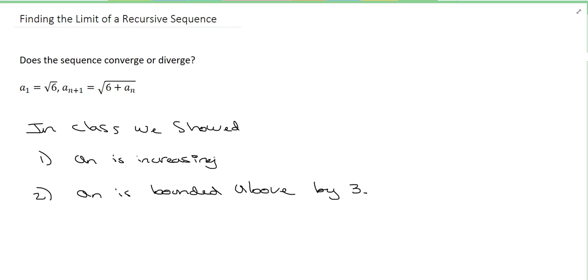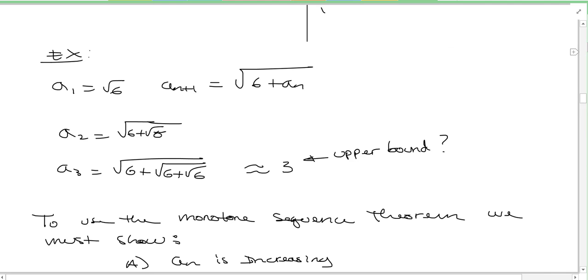Hey everybody, in this video I wanted to go over how to find the limit of a recursive sequence. The example that we did in class was determining whether the sequence converges or diverges, and I gave you this one: a sub 1 is the square root of 6, and a sub n plus 1 is given as the square root of 6 plus the previous term. And if we look at the notes from Thursday, we can see how we did that.